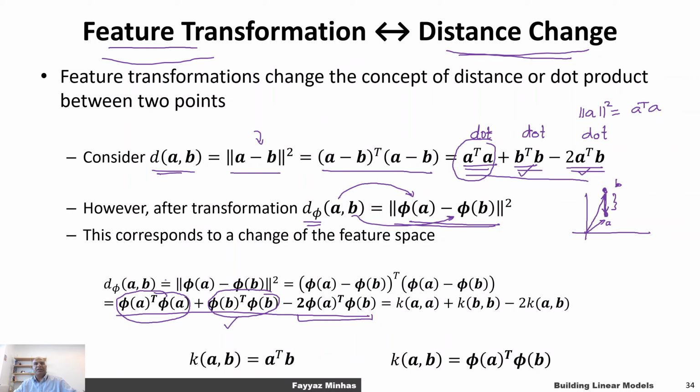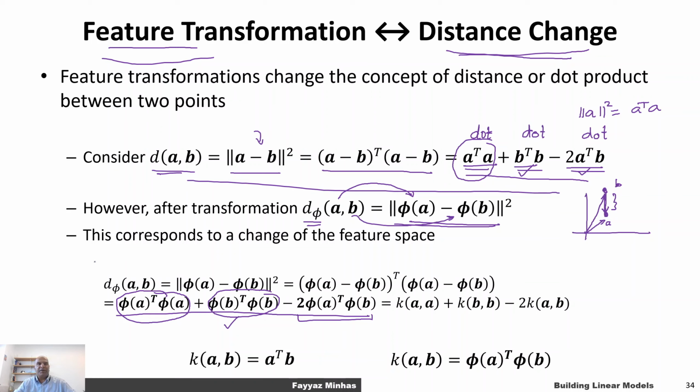And that would also change the concept of dot product between them, right? Because dot product and distance are related to each other. And we have a formula for that that's right on your screen over here, right? So that means, if you think about it in a bit more detail, if we change the definition of dot product, then that would change the definition of distance.